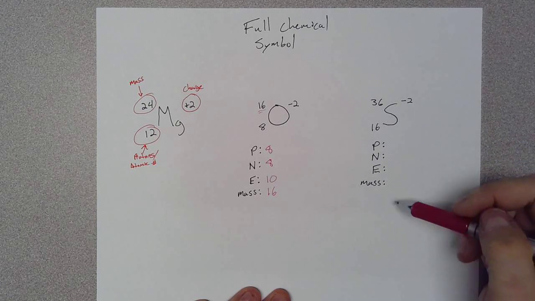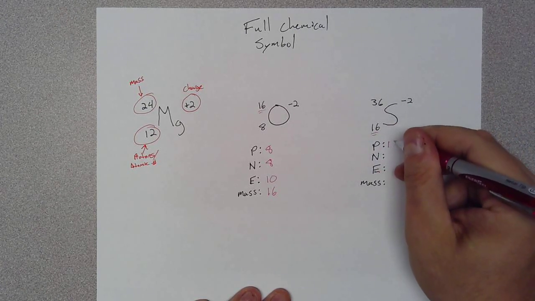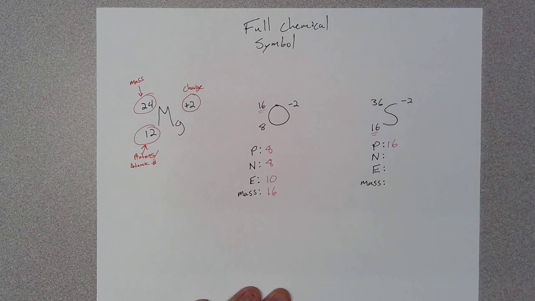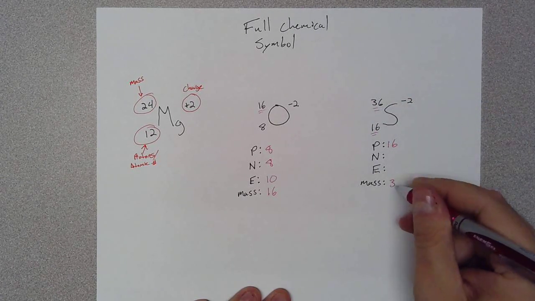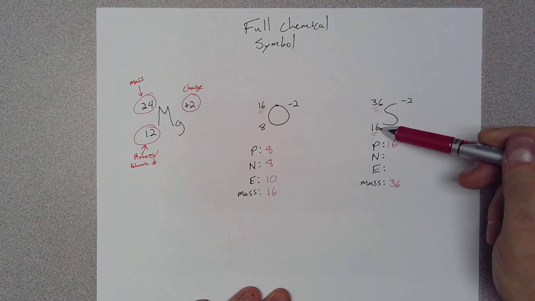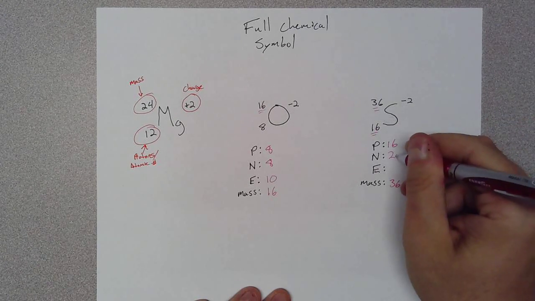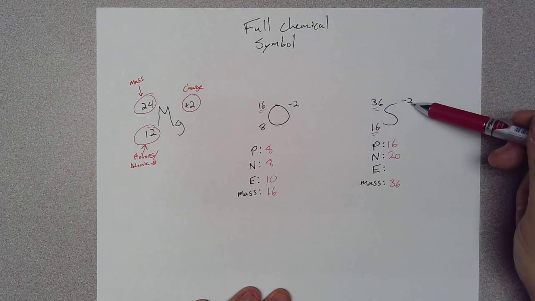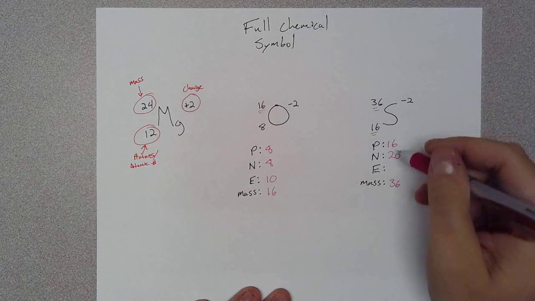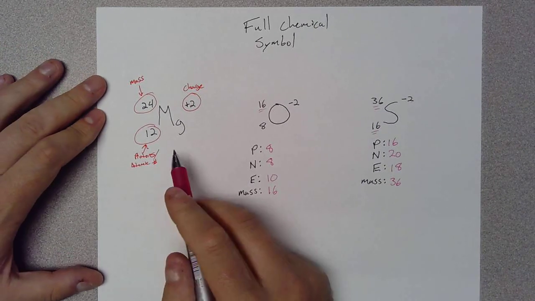And now let's look over here for this one as well. So I can look over for protons. I know 16, that's my atomic number. I got my mass, which is 36. It's already written right there for me. 36 minus 16 is going to give me my neutrons. So that ends up being 20. And electrons, there are 2 more electrons here than protons. So I'm going to add it to here. So that's 18. Okay.